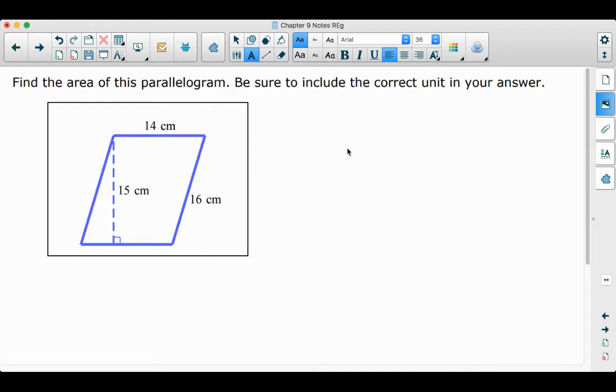Last week we were talking about parallelograms, and we were talking about finding area of parallelograms. And we learned that area of a parallelogram is area equals base times height. We also had to remember that base and height have to make 90 degrees.